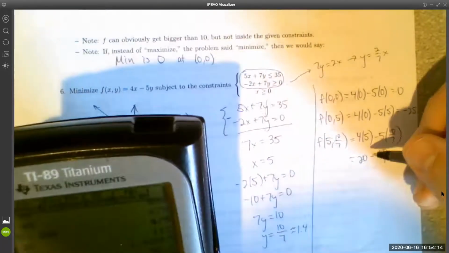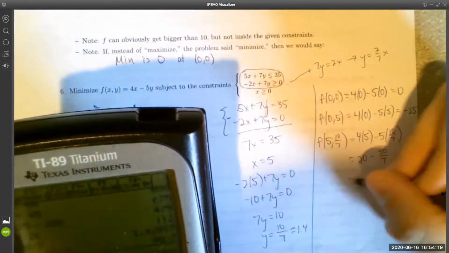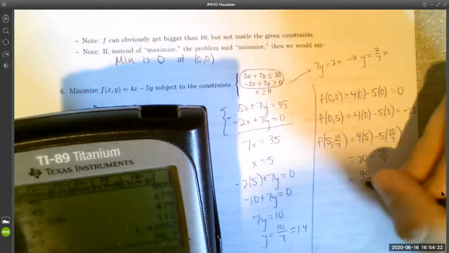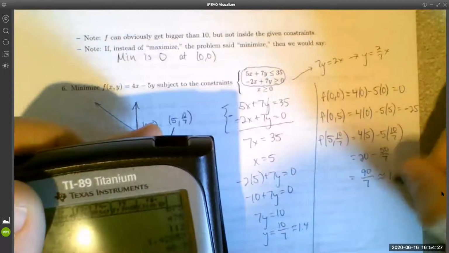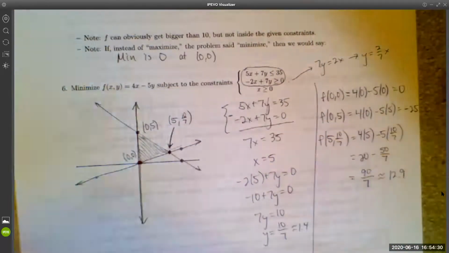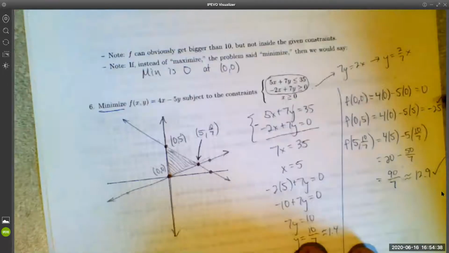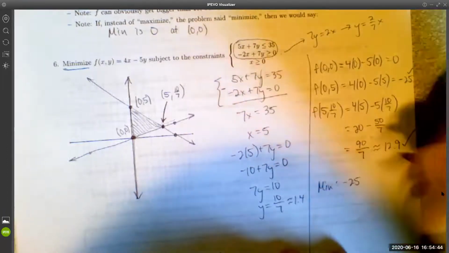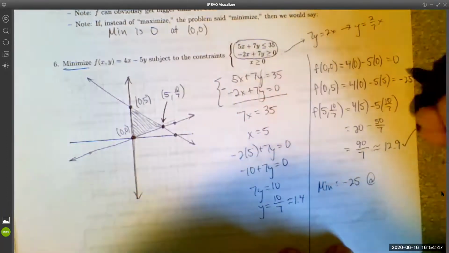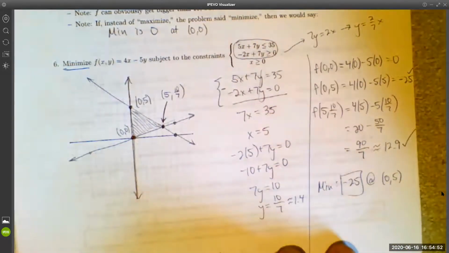Well, 20 would be 140 sevenths, I guess. 140 minus 50 is 90, yeah, so we get 90 sevenths. Yeah, that makes sense. 90 sevenths, which is like 12.9-ish. So this one is clearly our maximum value, and this one is clearly our minimum value. We were asked to minimize the function, so our answer is the minimum is negative 25. And it happens when x is 0 and y is 5. But there's the answer, right?